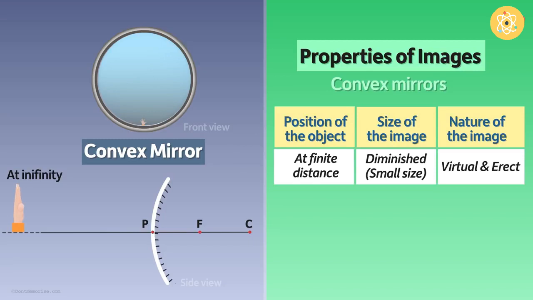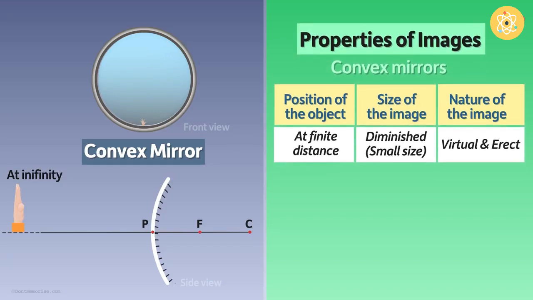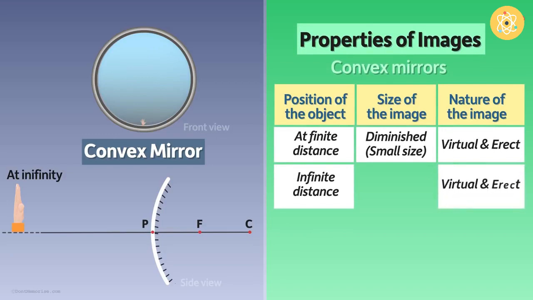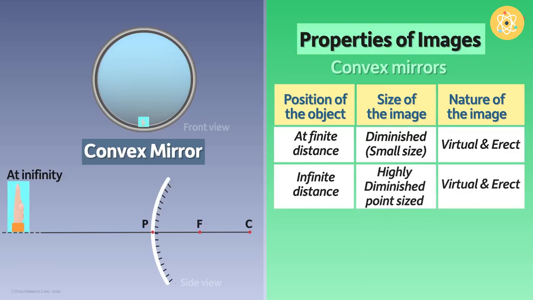But here, the image is a virtual image. So when the object is kept at infinity, the image formed is virtual, point-sized, and highly diminished. Notice that even though the object is kept at infinity, the image is not at infinity.